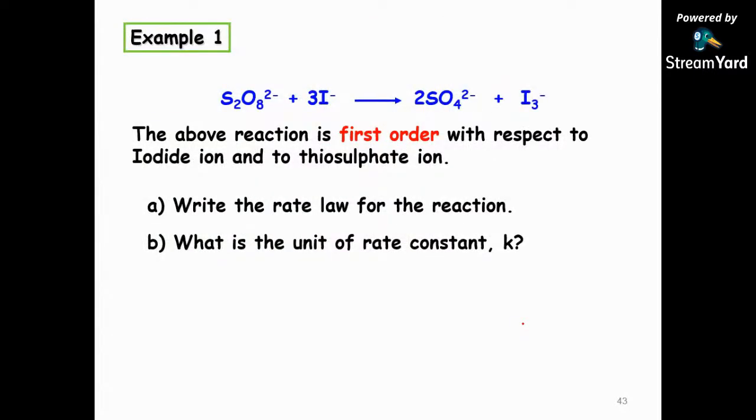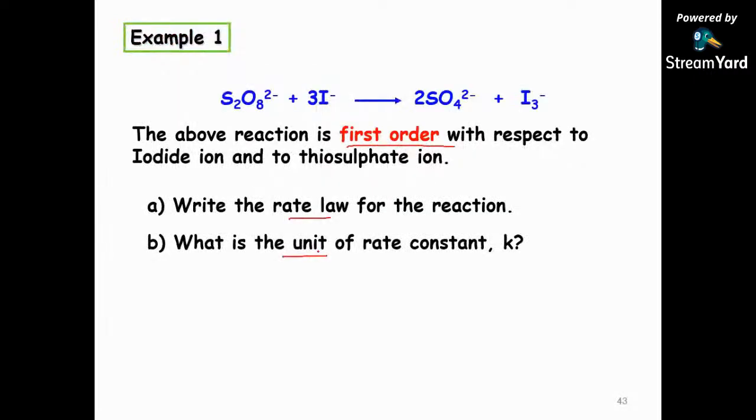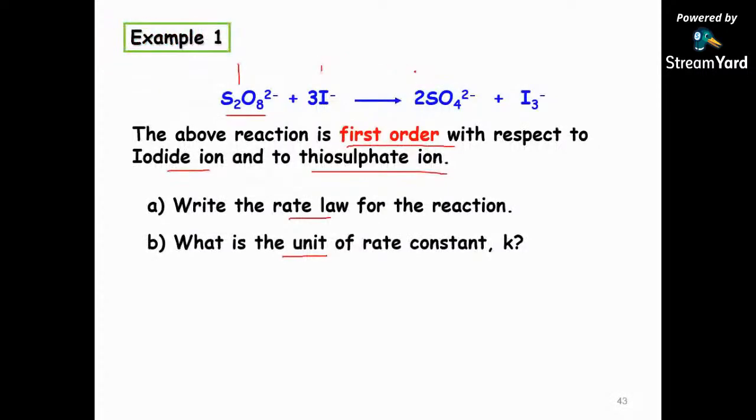Okay, example one: write down the rate law, and then what is the unit of the rate constant? Given already first order, so the unit for sure is per time. Is there any second? No, not mentioned. So the general is per time. This is first order with respect to iodine, iodine 1, thiosulfate 1. So rate law, you just write like this: rate equal to k, the rate constant, times concentration of S2O8 2 negative to the power 1, concentration of iodine negative to the power 1. So this is the rate law.